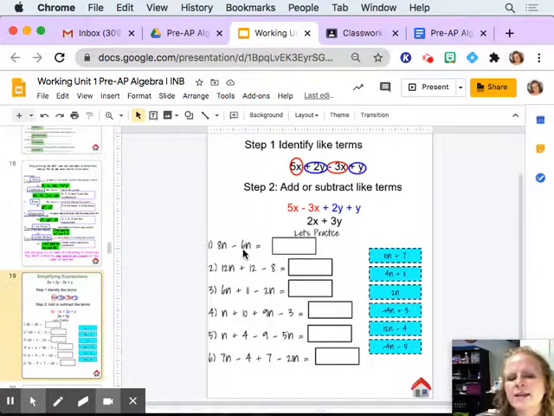So 8n minus 6n. They are like terms because they both have an n. So we just do 8 minus 6. 2n.